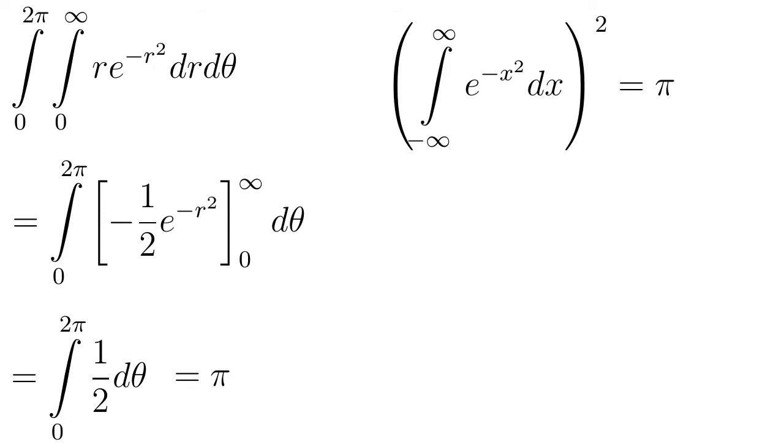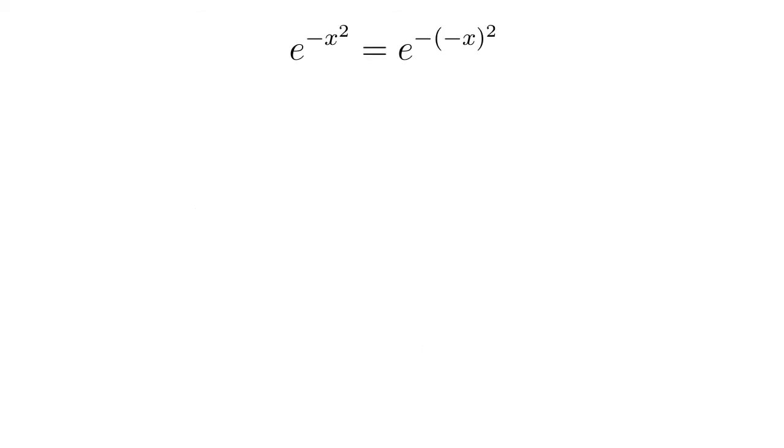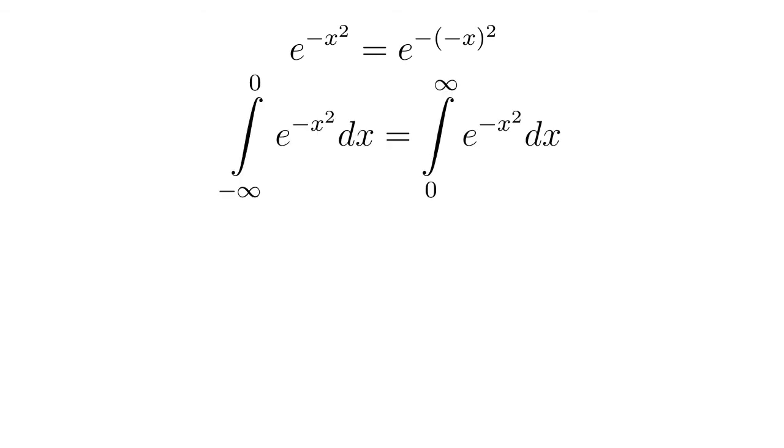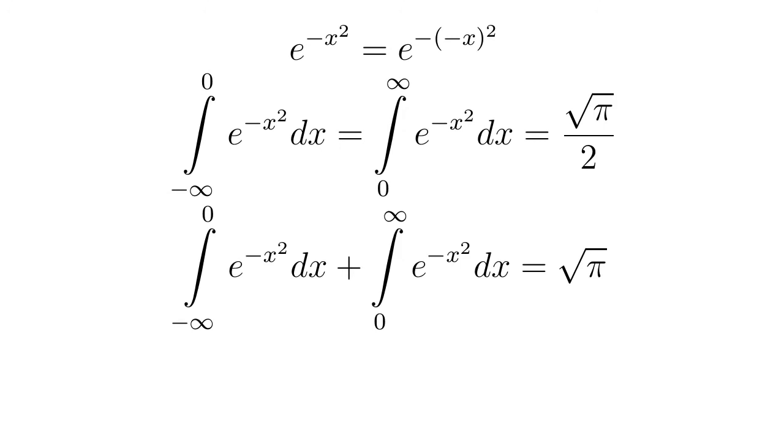If we look at the Gaussian function, we see it is quite clearly positive everywhere, so its integral is the positive square root of pi. Since e to the negative x squared is an even function, we know that its integral from negative infinity to 0 is equal to its integral from 0 to positive infinity, and the sum of these integrals is the one we've just worked out, root pi, so each one must be root pi over 2.